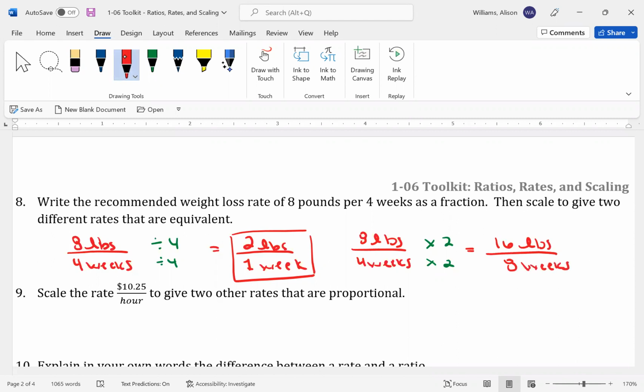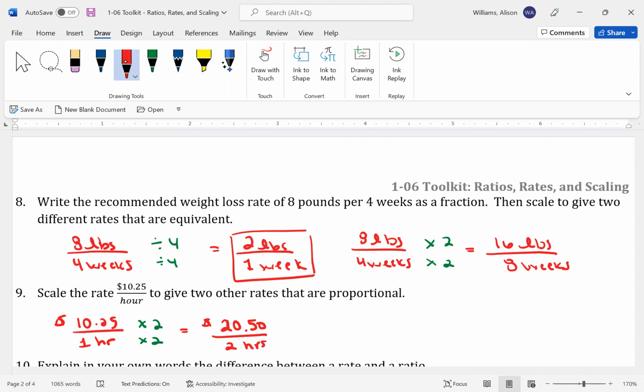All right. Scale 10.25 over an hour and give 2 other rates. So when you don't see something in the denominator like this, it's technically implying 1 hour. So this is 10.25 over 1 hour. Here, I'm going to abbreviate hour. So let's scale it to 2 other rates. Let's go ahead and multiply and see what happens when we double it. We'll just start nice. Doubling it would give us 20.50 for 2 hours.